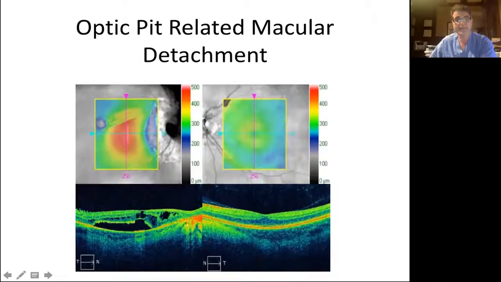This is another case of a macular detachment caused by optic pit-related subretinal fluid. This patient has had laser treatment. We can see this atrophy denoted by the blue from the laser around the optic nerve, and then thickening on the map denoted by the red. On cross-section, we see both subretinal fluid and intraretinal fluid.